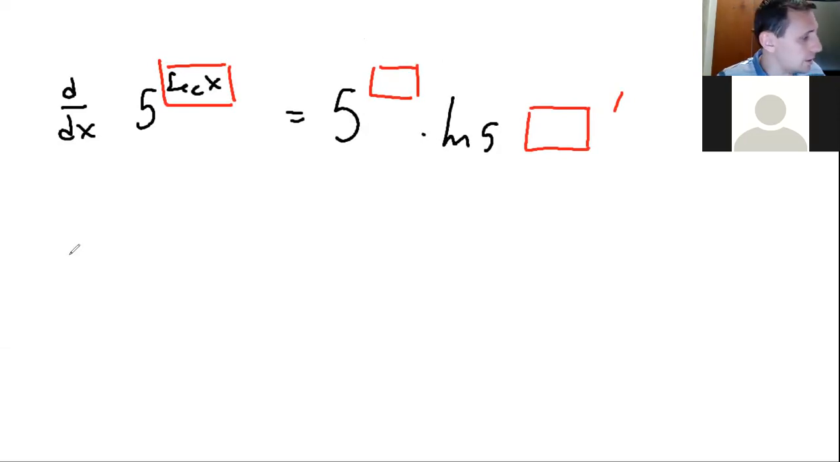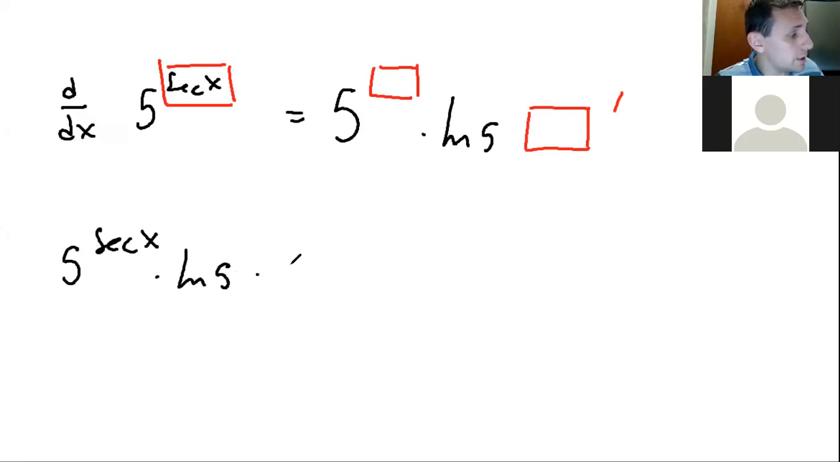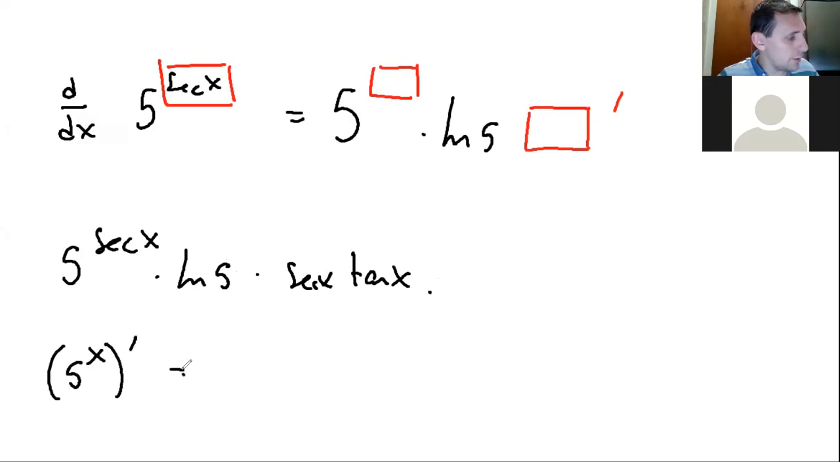So what happens then, it's really 5 to the secant x multiplied by ln 5 multiplied by derivative of secant, which is secant x tangent x. Good. And how do I know that the derivative of 5 to the x is this expression? Derivative of 5 to the x is the same as the derivative of e to the ln of 5 to the x, yes?